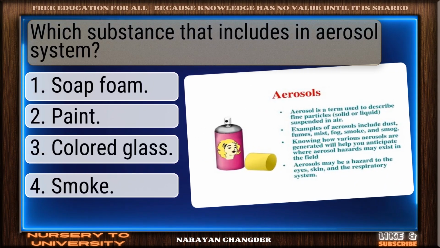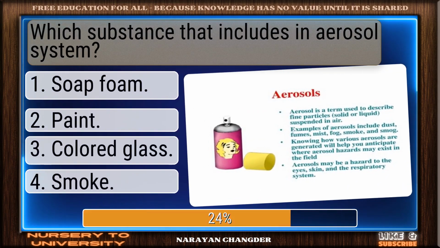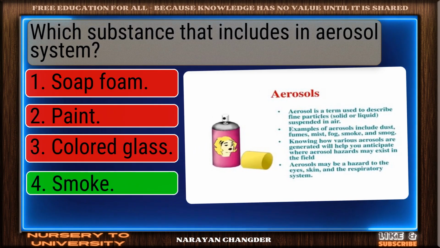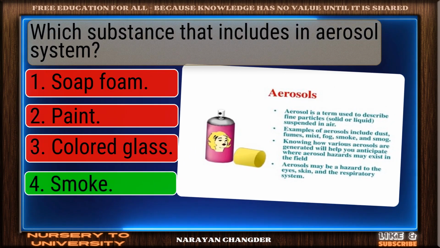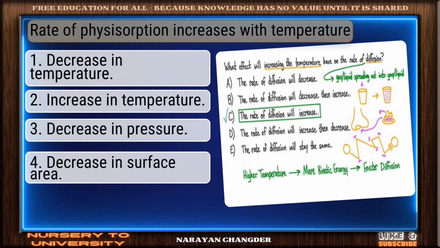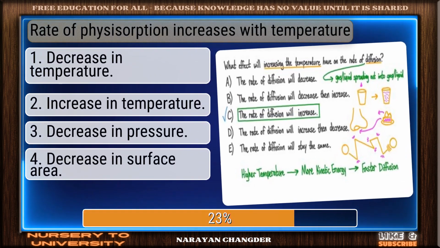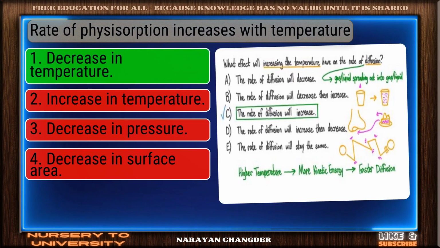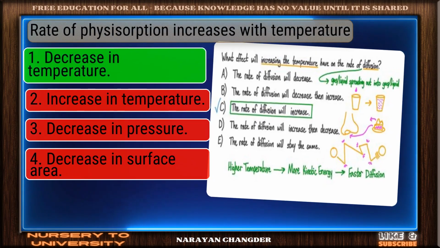Which substance is included in aerosol system? Perfect. Smoke is the correct choice. Rate of physisorption increases with temperature. Well picked. Decrease in temperature is the correct answer.